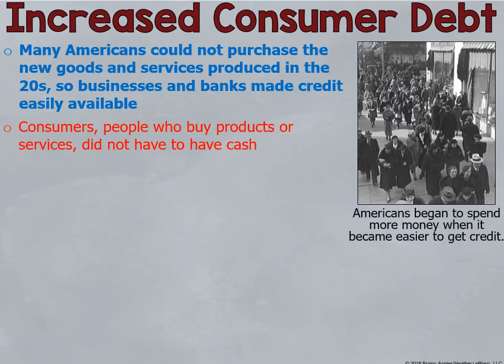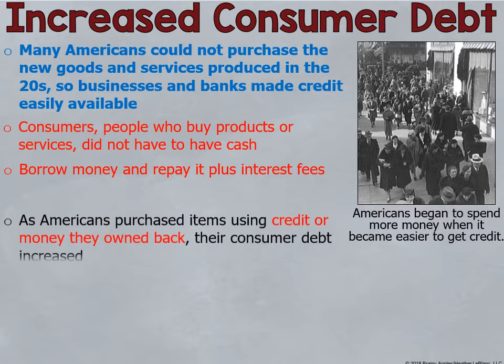Like I said, consumers are the people who buy products or goods, and they did not have the cash to buy these things. Americans started to want more things. We see the increase of appliances. We talked about men's suits, women's dress. They're starting to buy things that they don't necessarily need for survival. So they're borrowing money, and anytime you borrow money, you have to pay back with interest. Okay, these are fees for borrowing and taking someone else's money with the promise to pay it back.